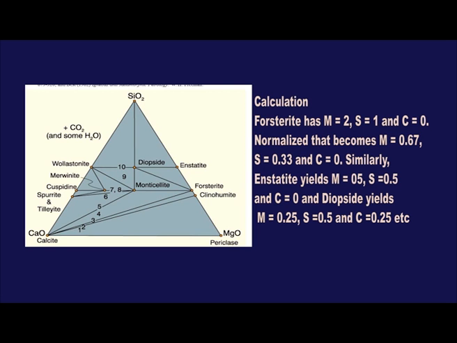Calculation: forsterite has M equal to 2, S equal to 1 and C equal to 0. Normalized, that becomes M equal to 0.67, S equal to 0.33 and C equal to 0. Similarly, enstatite yields M equal to 0.5, S equal to 0.5 and C equal to 0, and diopside yields M equal to 0.25, S equal to 0.5 and C equal to 0.25, etc. The results are plotted on the diagram in figure, ignoring CO2 as a mobile component.